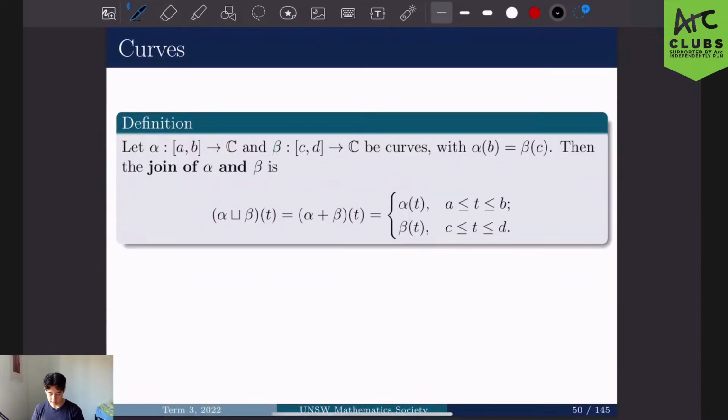Okay, so we now have the definition of a join. So we can have two curves and we can join them together. But the requirement, of course, is that the final point of the first curve is the initial point of the second.